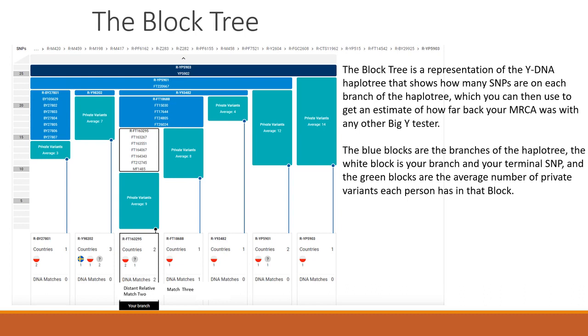But you can follow those branches, the blue blocks, down to the white block, which is the block of your terminal SNP and your most recent common ancestor. And then the green blocks are of private variants, which are like unnamed SNPs. They're mutations that so far only one person has tested positive for and no one else has. So you can imagine that the green blocks are an average of the number of SNPs that each tester has who's under that terminal SNP.